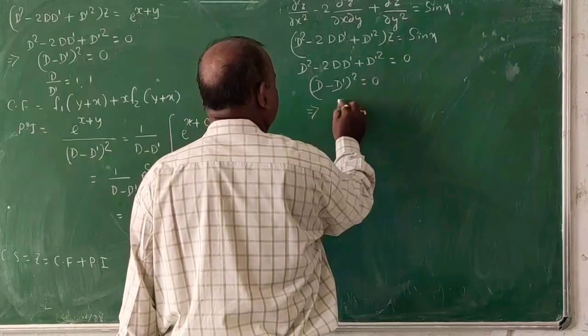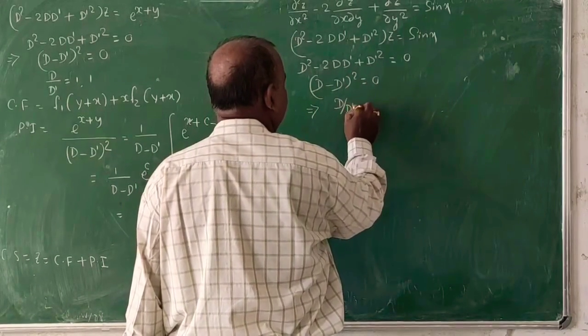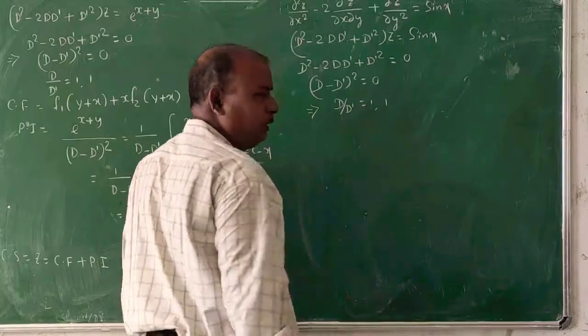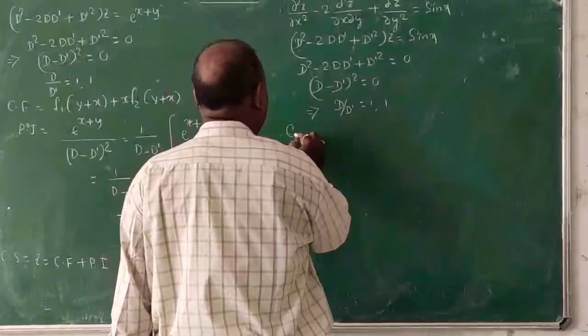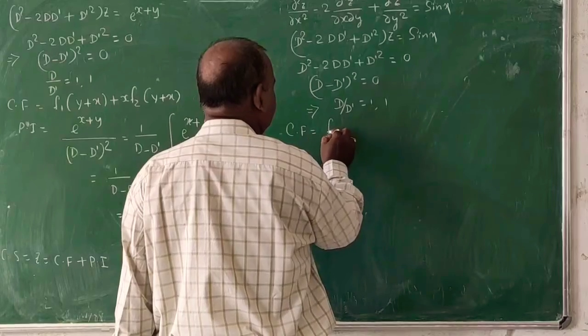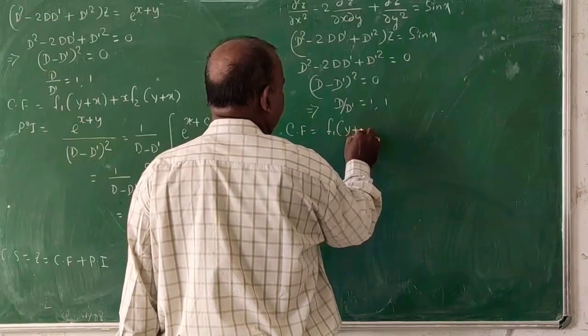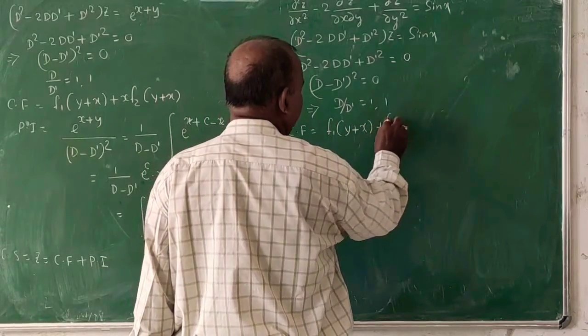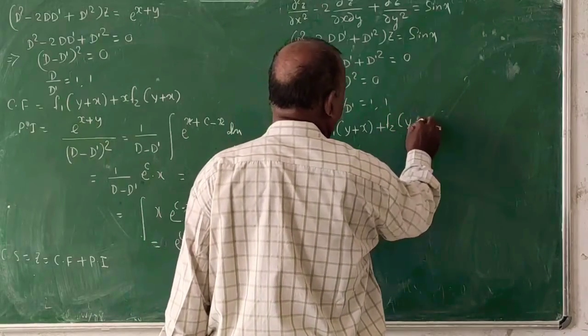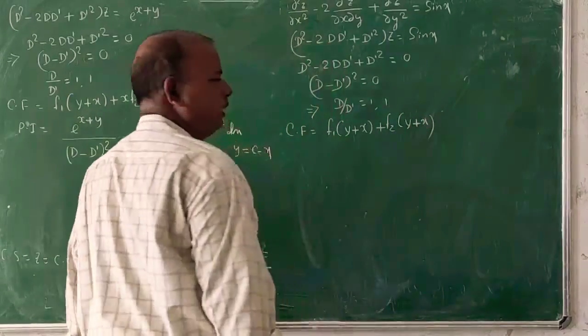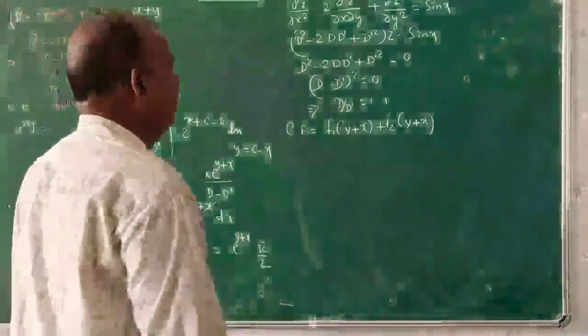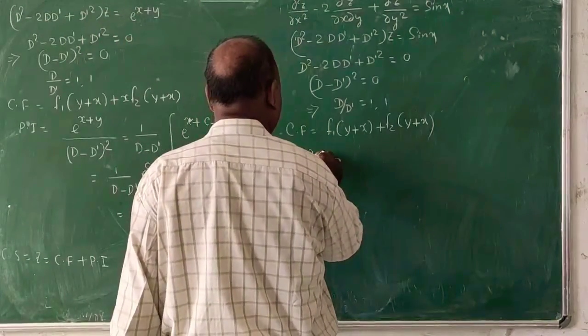So this implies double root, that d by d dash is equal to 1, 1, and equal roots. So you will obtain the complementary function as f1 of y plus x plus x into f2 of y plus x. Okay. Now I come to the particular integral.